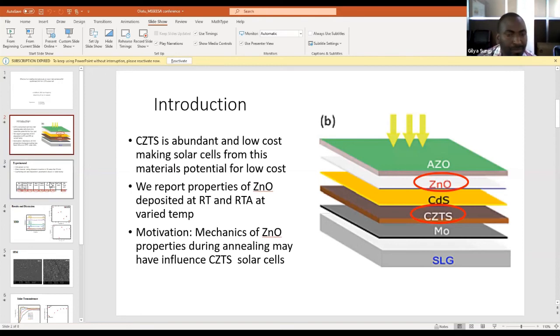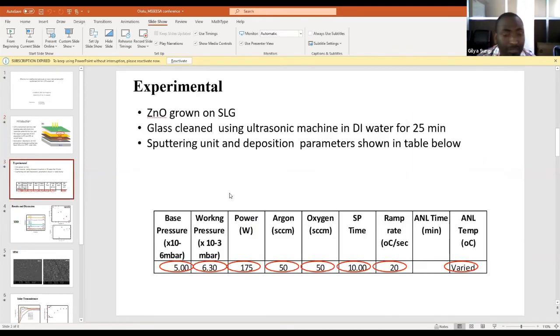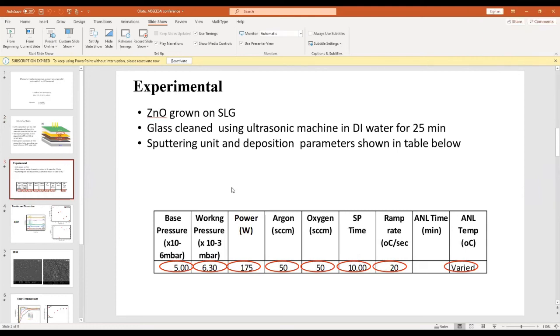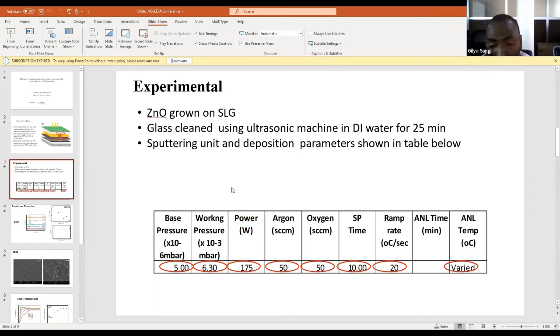Okay. So these are the deposition parameters used. We deposited the zinc oxide on a soda lime glass using DC sputtering. The glass was cleaned using an ultrasonic machine in DI water for 25 minutes, and then left to dry in air. Then we sputtered the zinc oxide at room temperature using the parameters shown below here.